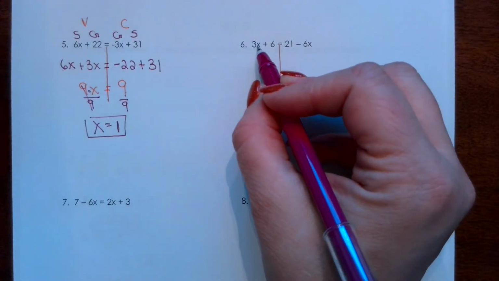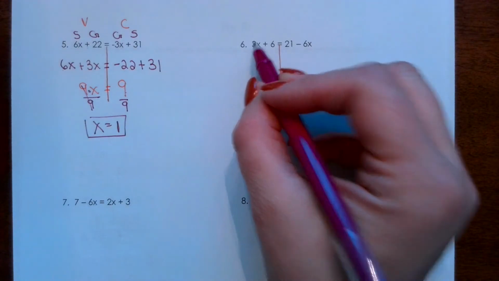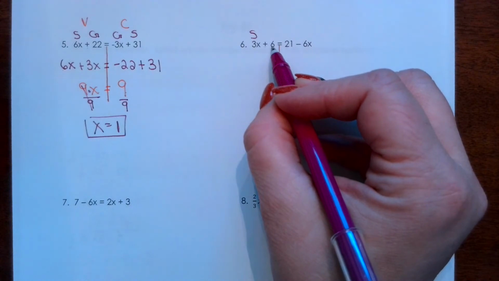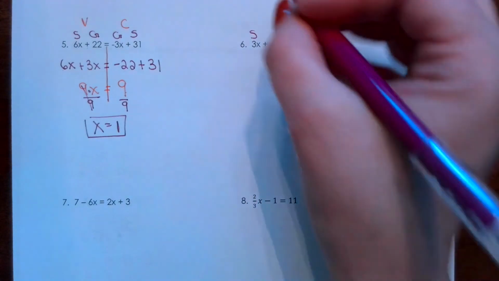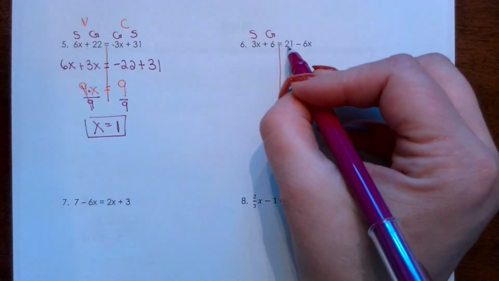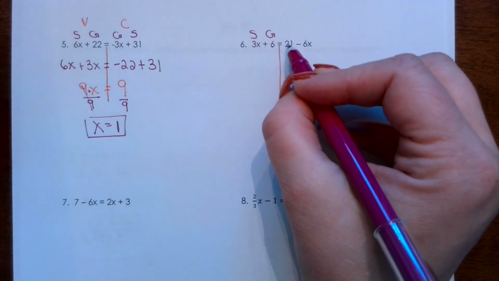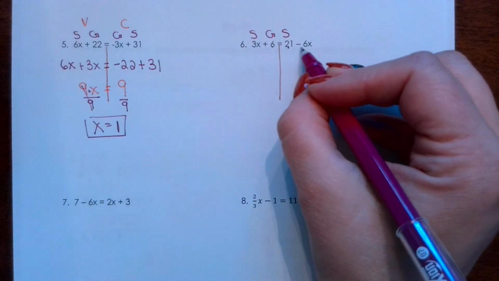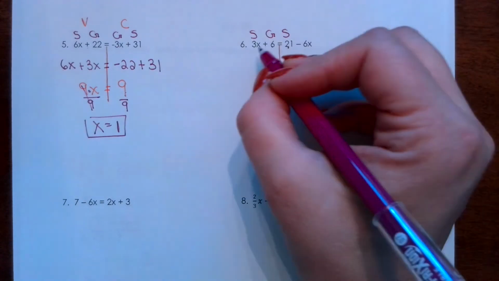This is a number with a variable. It's on the left. I want it to be on the left, so it will stay. Plus 6 is a constant. This needs to be on the right, so it's going to go. 21 is a constant. I want my constants on the right, so it will stay. Negative 6x is a variable. It needs to be on the left.